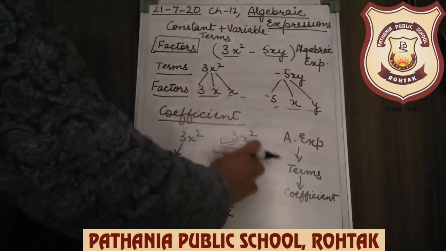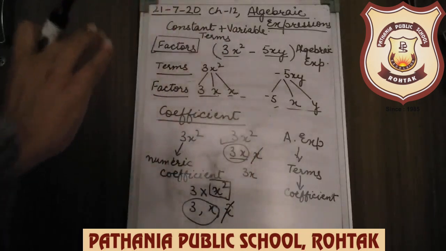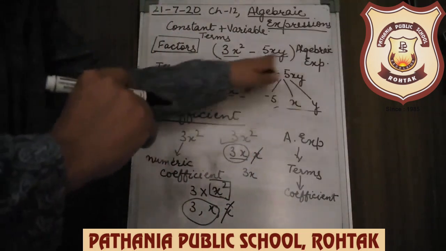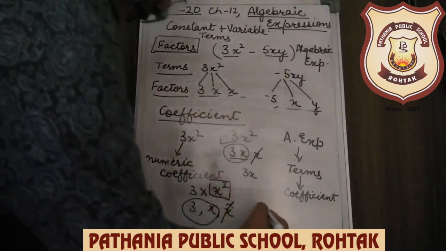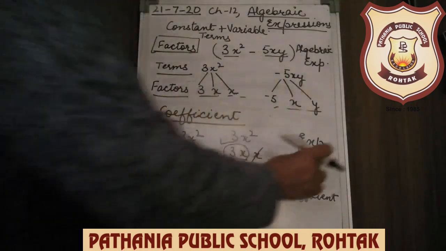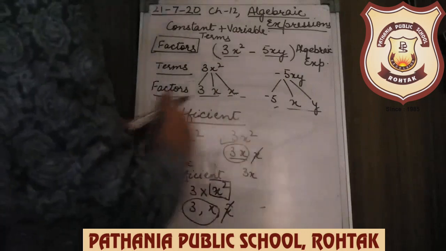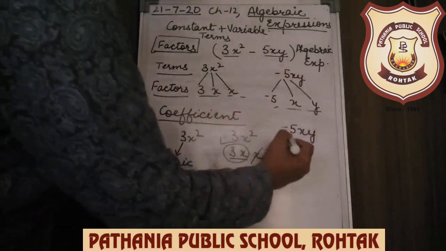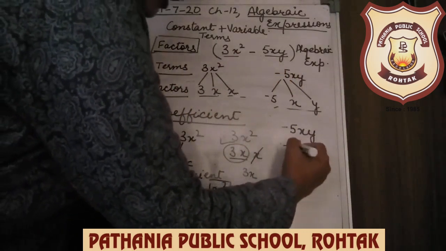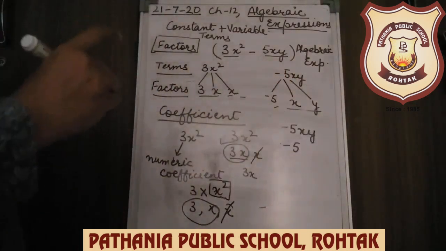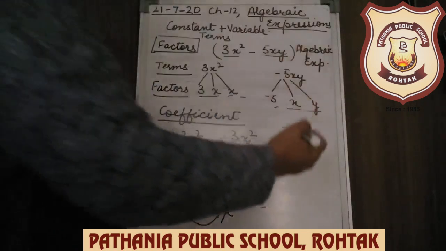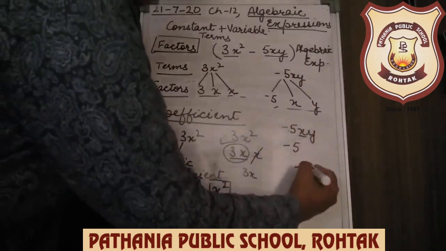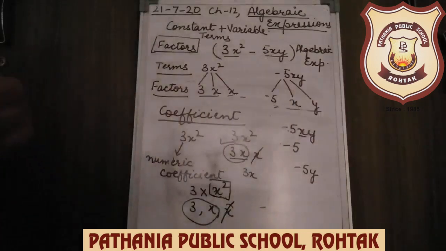So this is the part of the term. Coefficient is the part of the term. Now in this term, minus 5xy, I'll write it here, minus 5xy. What is the numeric coefficient? Numeric coefficient is minus 5. And if I write the coefficient of x, what is left with me? Minus 5y is the coefficient of x.